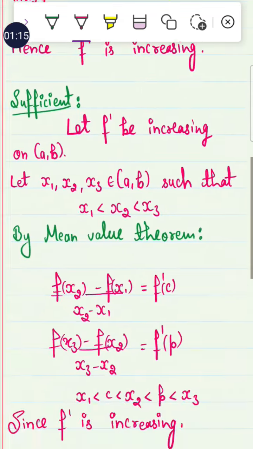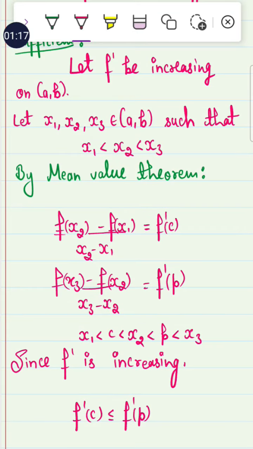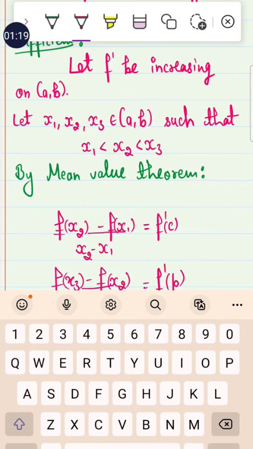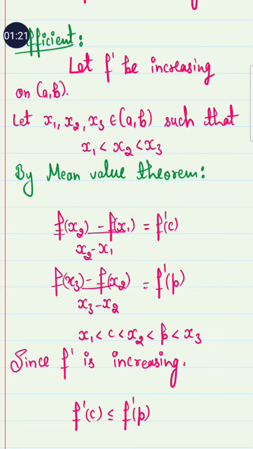For proving the sufficient condition, let f' be increasing on the open interval (a, b). Let x1, x2, x3 be in the open interval (a, b) such that x1 ≤ x2 and x2 < x3.